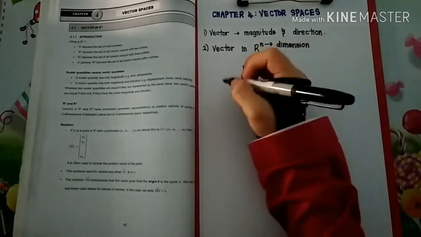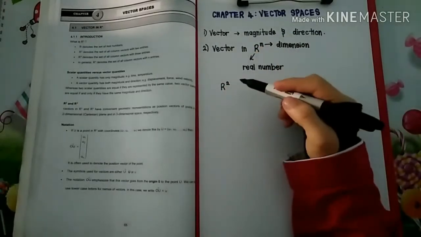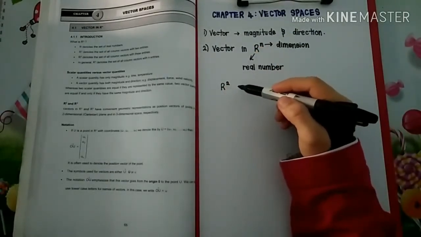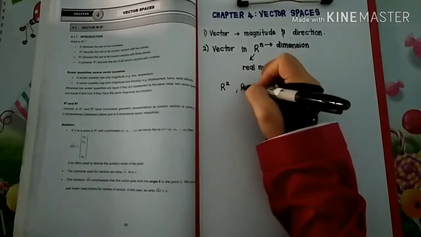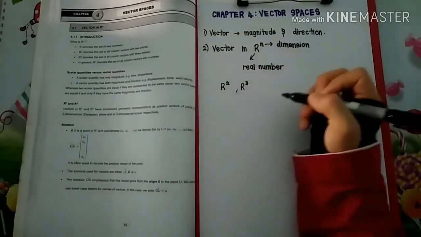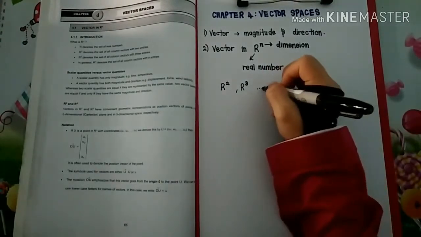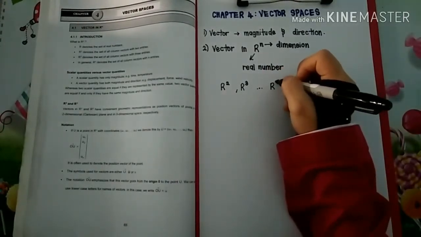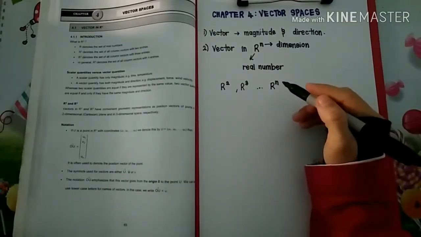R2 means vectors with 2 entries. R3 means vectors with 3 entries. And so on until Rn, that means vectors with n entries.